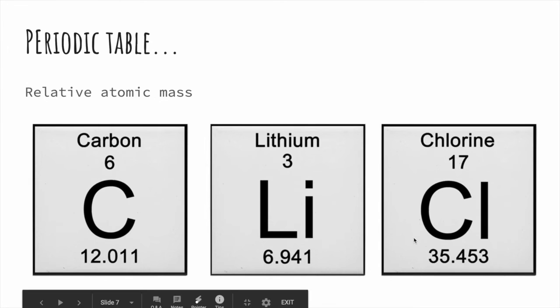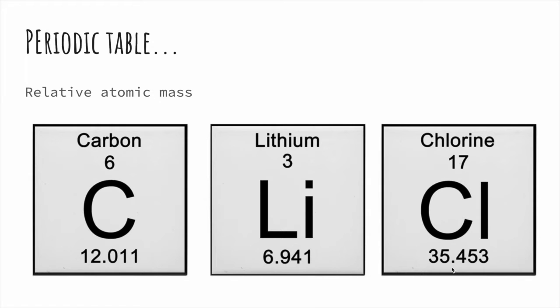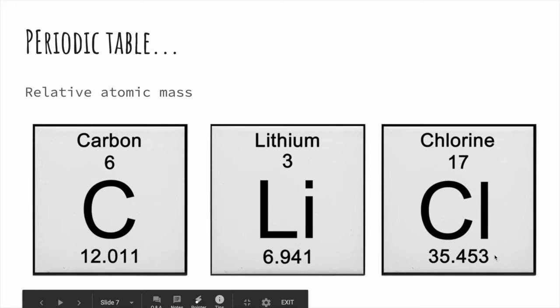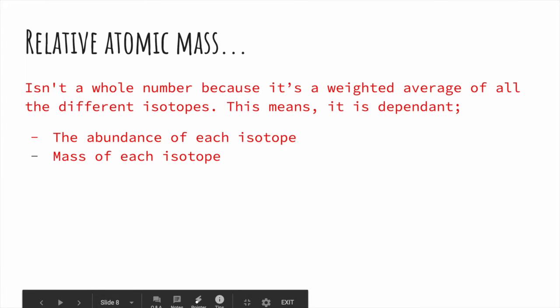Or at A level, you'd now have to say lithium is 6.9, chlorine is 35.5. You do it to 1 decimal place. And the reason for this is that this mass number at the bottom is not a whole number because it is an average of all those different isotopes, okay?